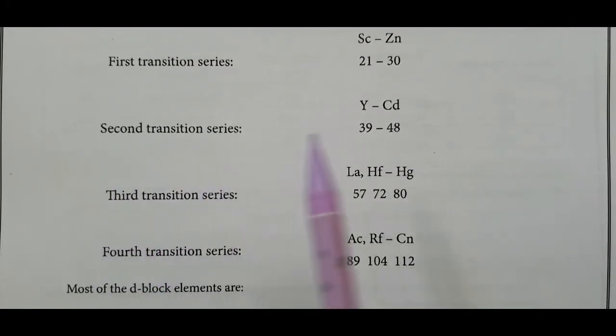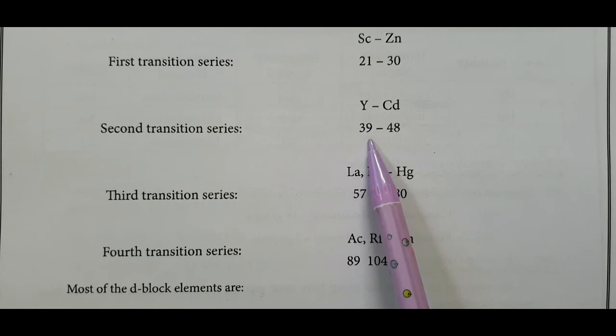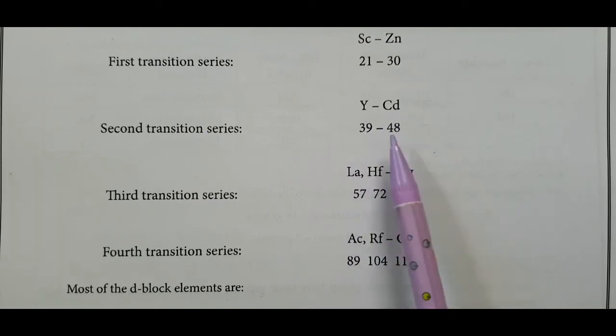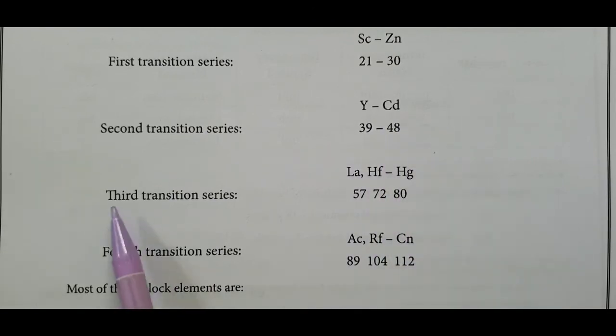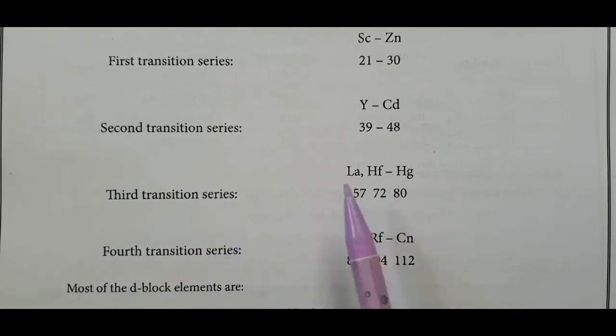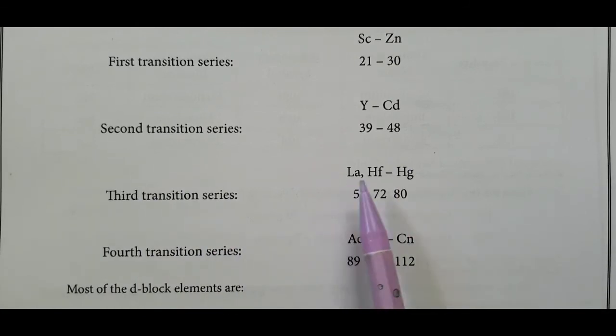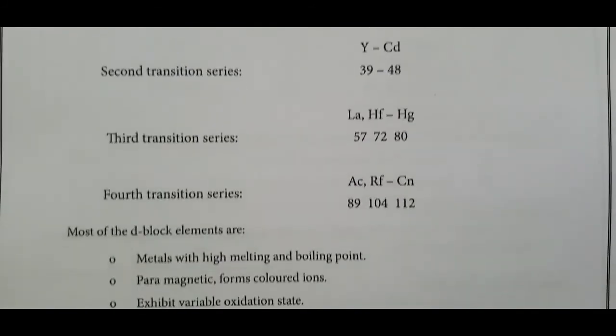The second transition series starts with yttrium, atomic number 39, and ends with cadmium, atomic number 48. The third transition series starts with lanthanum. Between lanthanum and hafnium, 14 elements are missing. Atomic numbers 57, 72, 80 mercury. These 14 elements are placed under f-block elements.